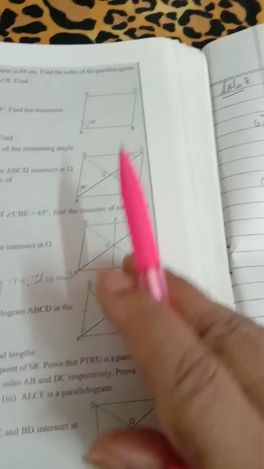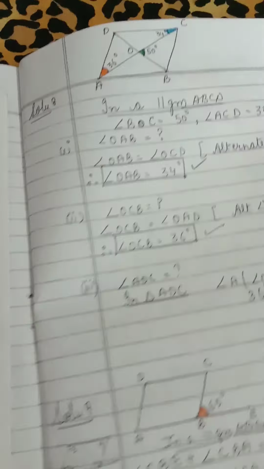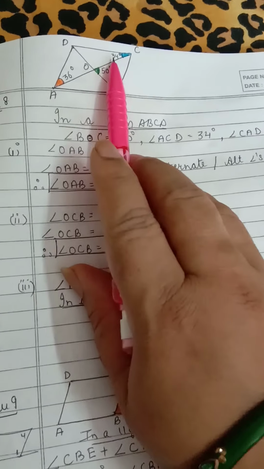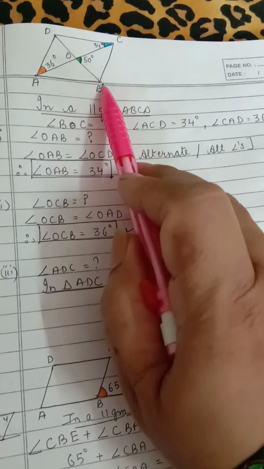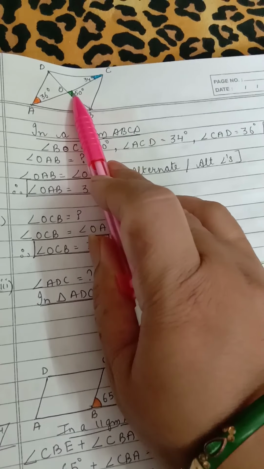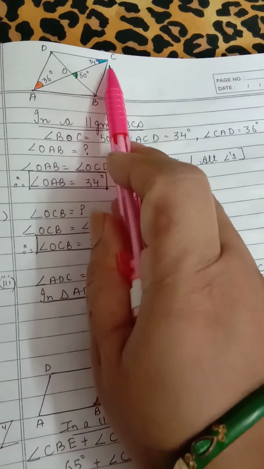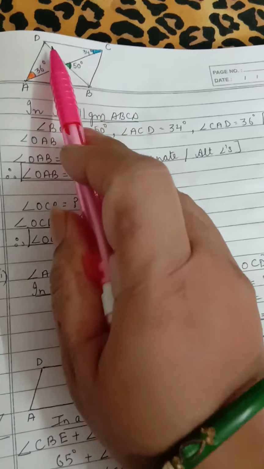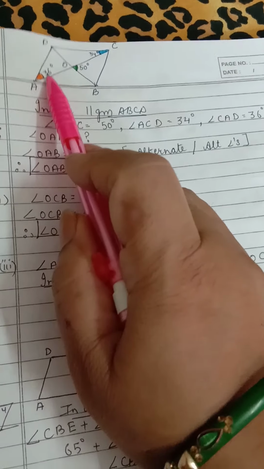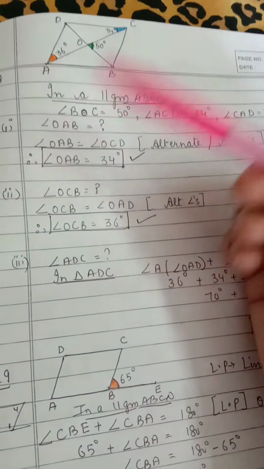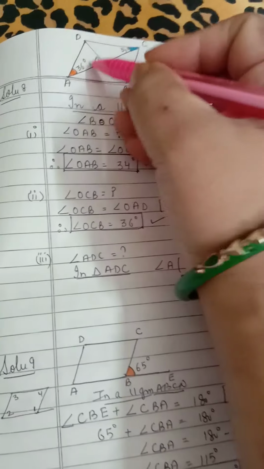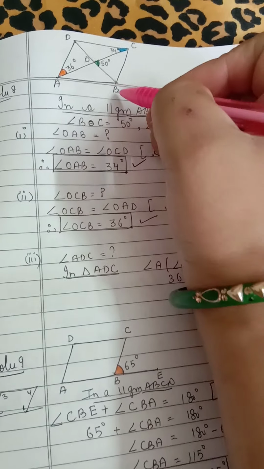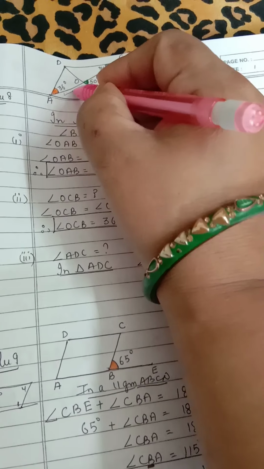Let's see the figure. I have drawn it here in my copy. Let's check the solution. This is the figure and these three angles are given: BOC, that's this angle, ACD, that's this angle, CAD, that's this angle. These three angles are given and we have to find three more angles, starting with part 1, angle OAB. Now which is angle OAB? Angle OAB, that is this angle.